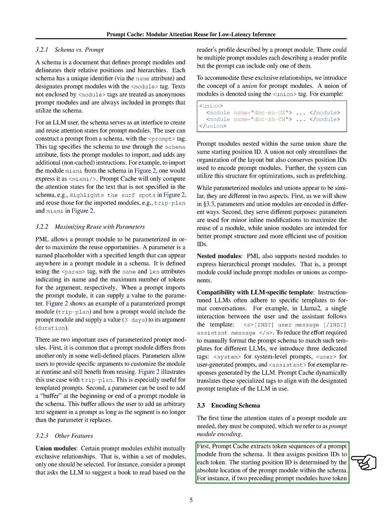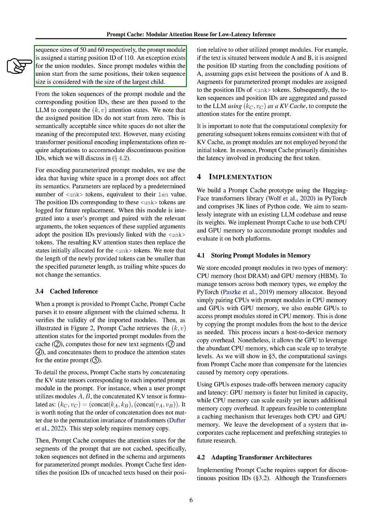We handle union modules a bit differently. Since all the modules in a union start from the same position, we consider the size of the largest module when assigning position IDs. Once we have our token sequences and position IDs, we pass them to the language model to compute the attention states.